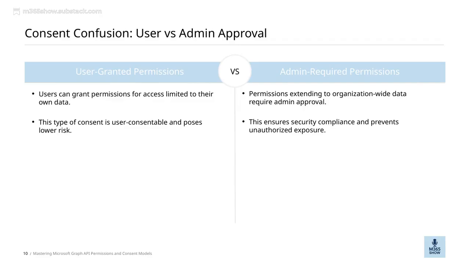Connecting this to our overall theme, understanding these permission and consent models is key to mastering how we manage secure, compliant access with Microsoft Graph API. It's all about knowing when and how to seek approval, depending on the scope of data involved.